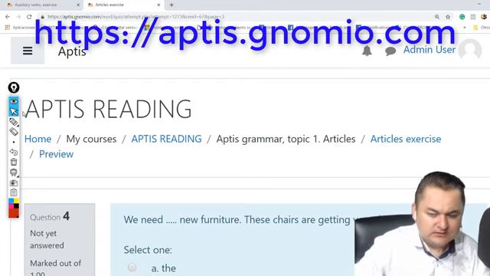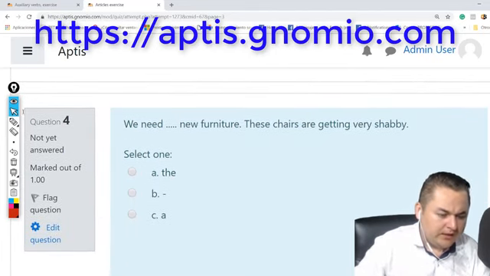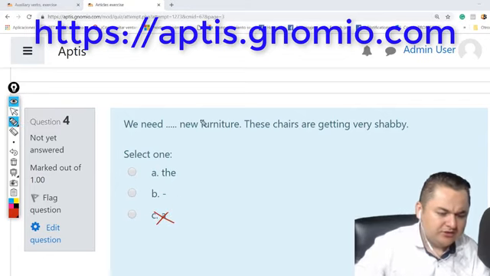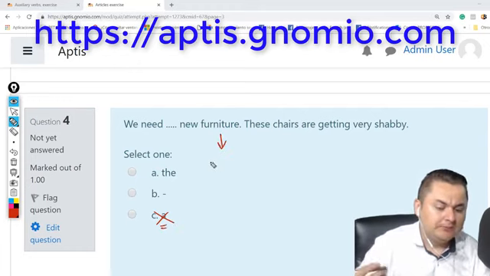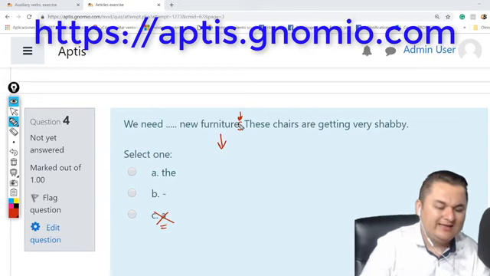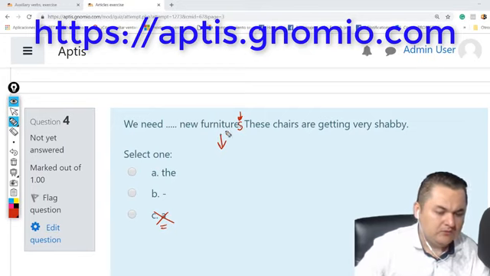Now here we have we need, and then new furniture. These chairs are getting very shabby. So we need a furniture. Is not possible, because in order for a to be the answer, furniture would need to be countable, and furniture is uncountable. I know it is uncountable because if I add an s here, it is not going to make sense. So we need new furniture.